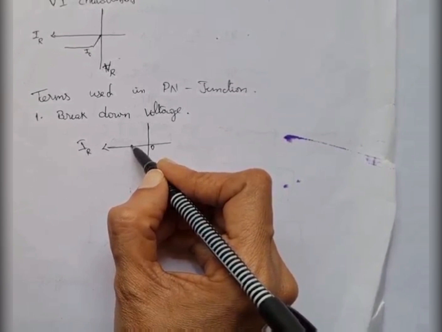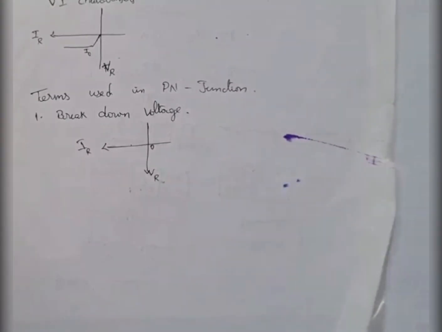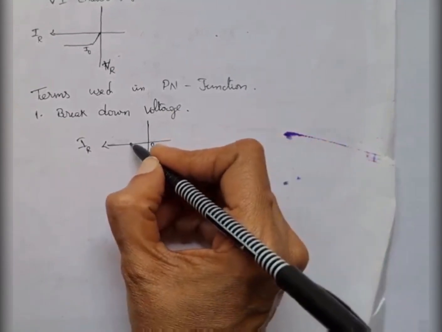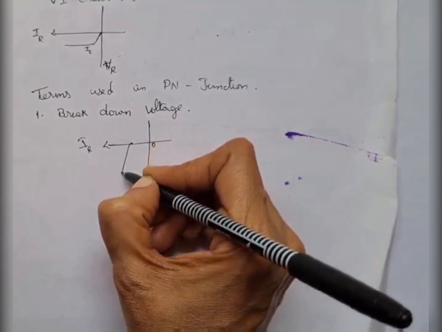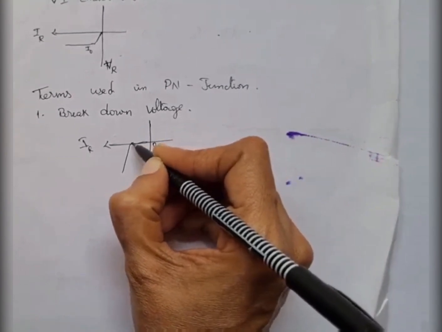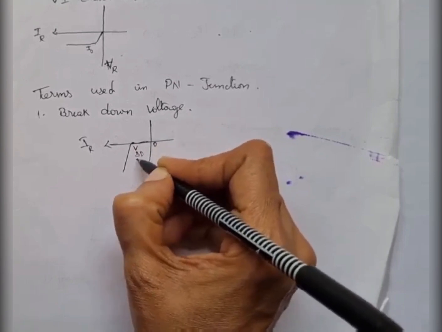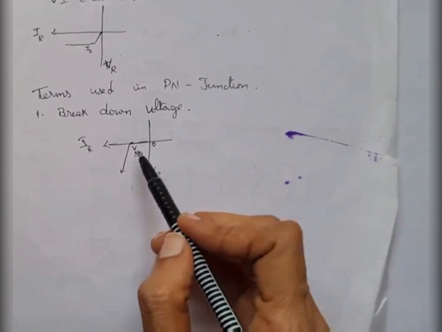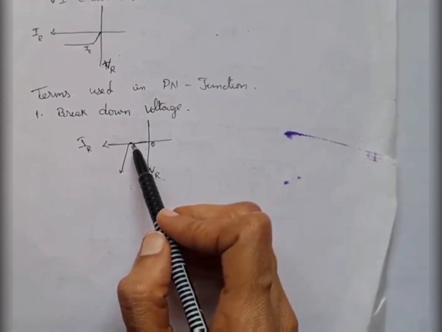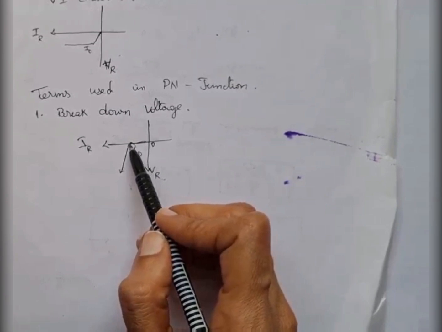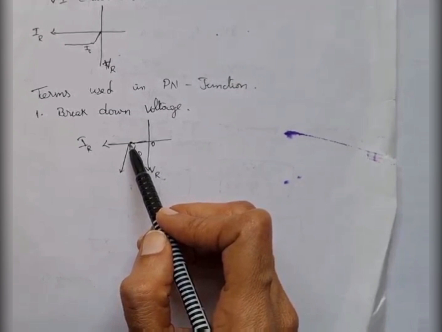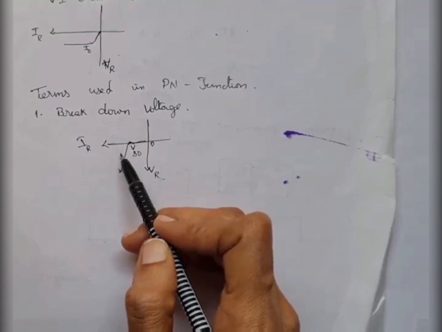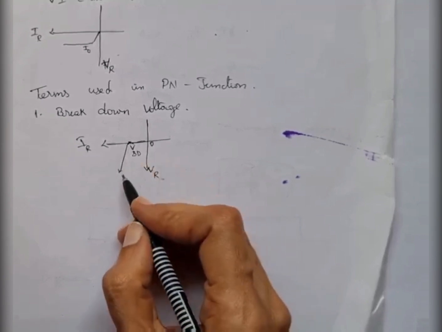So at some reverse voltage, at what current? It is called the breakdown voltage. It means the reverse voltage at which junction breakdown occurs. This is called breakdown voltage. Up to now the voltage is constant, and at some point, the reverse voltage at which the junction breaks down with a sudden rise in reverse current is known as breakdown voltage.